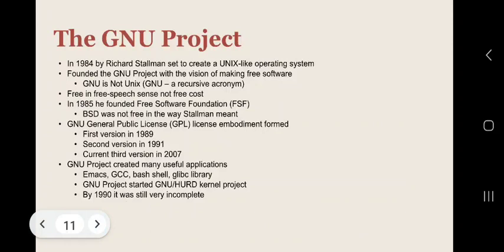The first version of the GPL license appeared in 1989, the second version was in 1991, and the current, the third version, was incorporated in 2007.